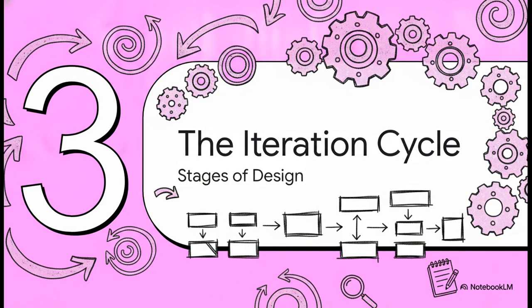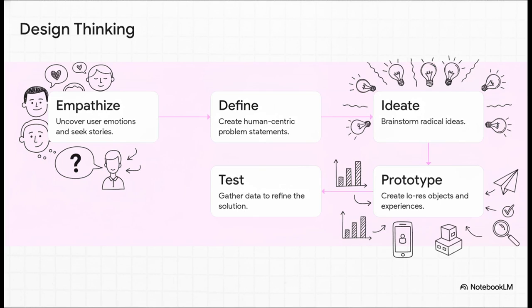Which brings us to Section 3, the iteration cycle. So how do we systematically create and refine these models? We use the iteration cycle. This means stepping logically from understanding the user to prototyping a solution and finally testing it out in the real world. These are the classic 5 stages of design thinking.